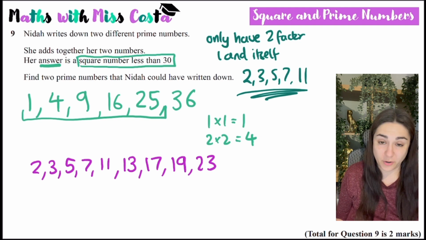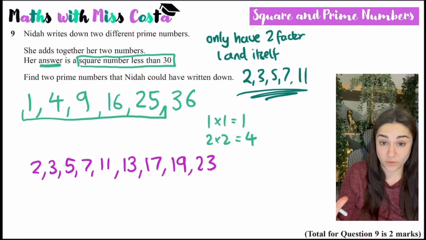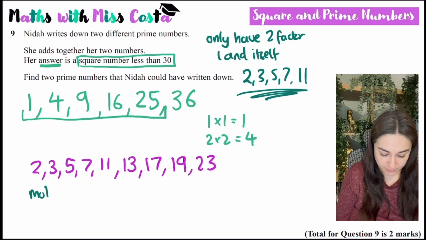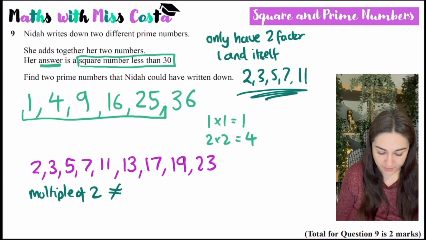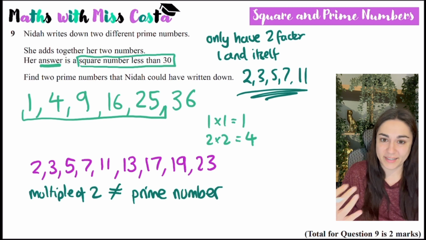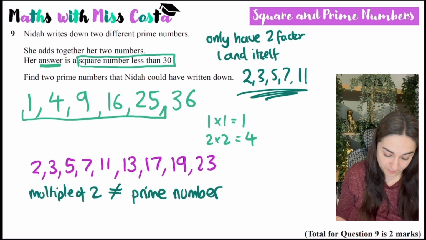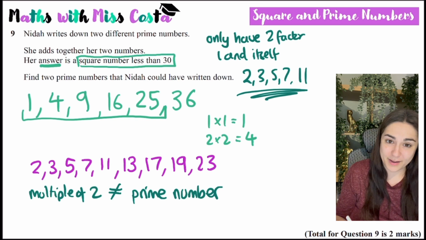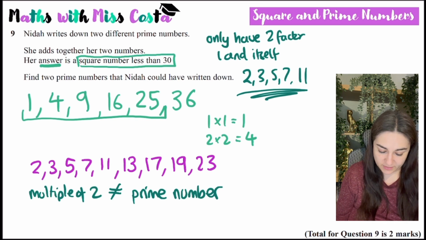If you're not sure about your prime numbers, you could list all of the numbers. Basically anything that is a multiple of 2 apart from 2 is not a prime number. That sign just means not equal to a prime number. Anything that is a multiple of 3, obviously 3 would be an extra factor, so it's not a prime number. And anything that's a multiple of 5 is not a prime number. So these would be the options that I have.